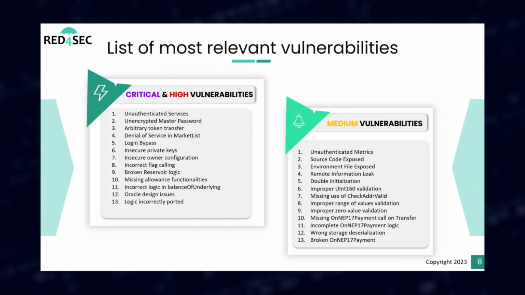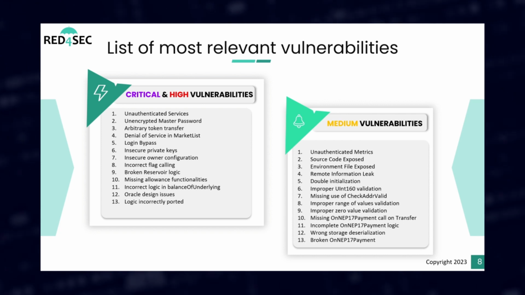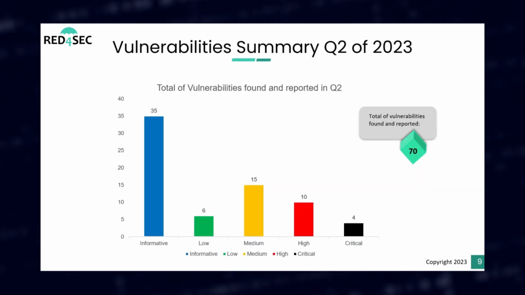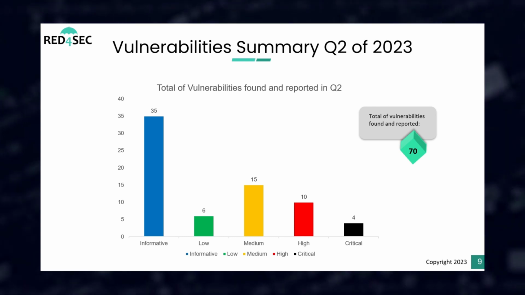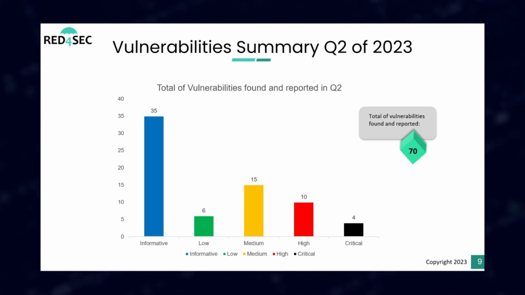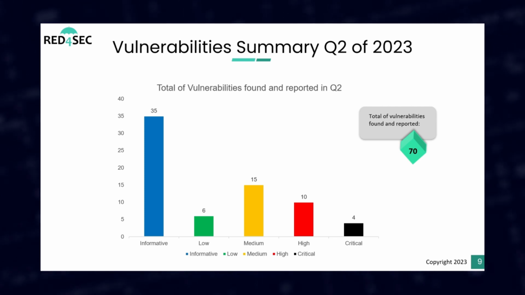Now, let's delve into the details of the most significant vulnerabilities discovered this quarter, categorized by their severity. In summary, our assessments throughout this quarter have yielded the following results. We found and reported 4 critical vulnerabilities, 10 high risk, 15 medium, 6 low, and 35 informative, amassing to 70 vulnerabilities found and reported in the second quarter of 2023.